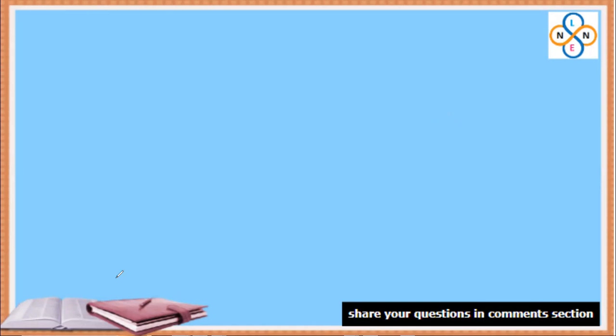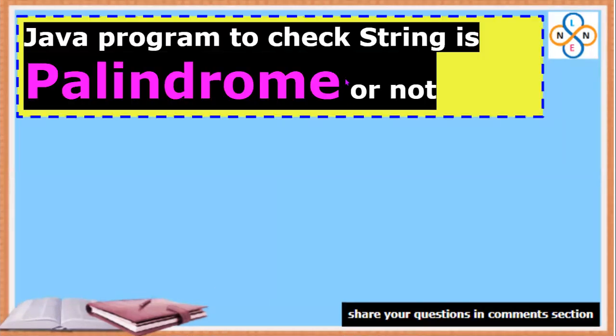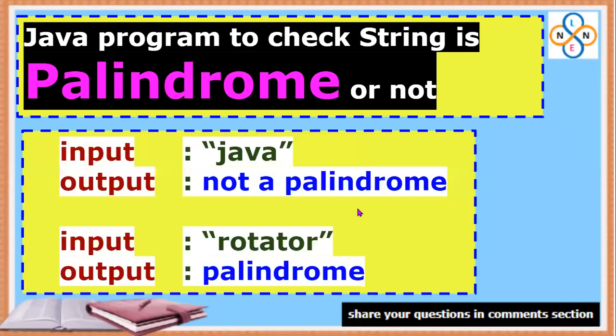In this video, we are going to discuss a Java program to check whether a string is a palindrome or not with the help of the reverse of a string logic. It means if the input is Java, and we read it in reverse order, that is AVAJ, which is not the same as the original string, so it's not a palindrome.